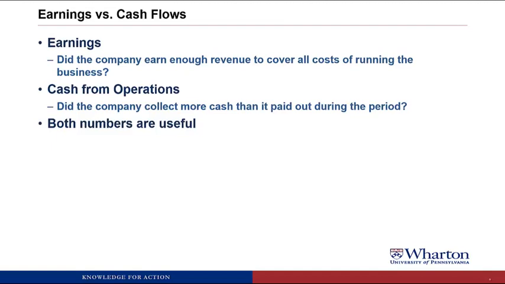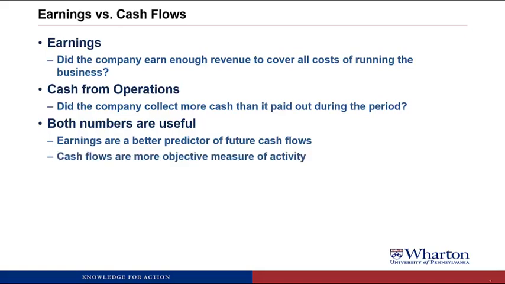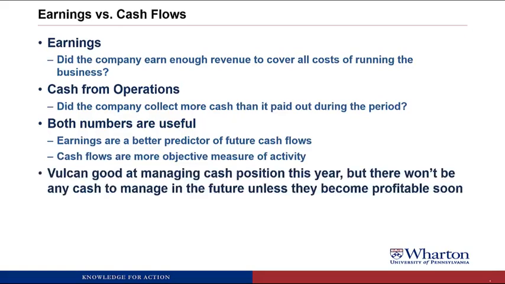Both numbers are useful. Don't think that one number is better than the other. Both have their advantages, both tell you something, both also have their disadvantages. So earnings are a much better predictor of future cash flows than past cash flows. But to get that better prediction, we allow managers to make all these estimates. We give them all this discretion. And that's where cash flows come in, because cash flows are often a more objective measure of what actually happened during the period. But the bottom line is that Vulcan is really good at managing its cash position this year.